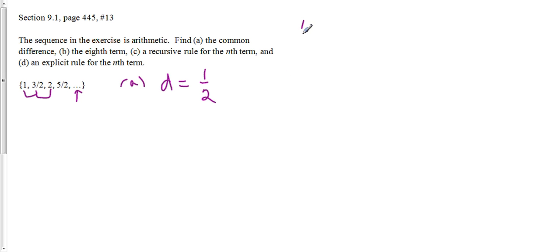Part B, I'm going to go up here, asks us to find the eighth term, or a8. Now we can use the general formula that we came up with earlier, which says that an is equal to a1 plus n minus 1 times d. And what is a1 again? Right, it's the first element or term in the sequence, which in this case is going to be 1.